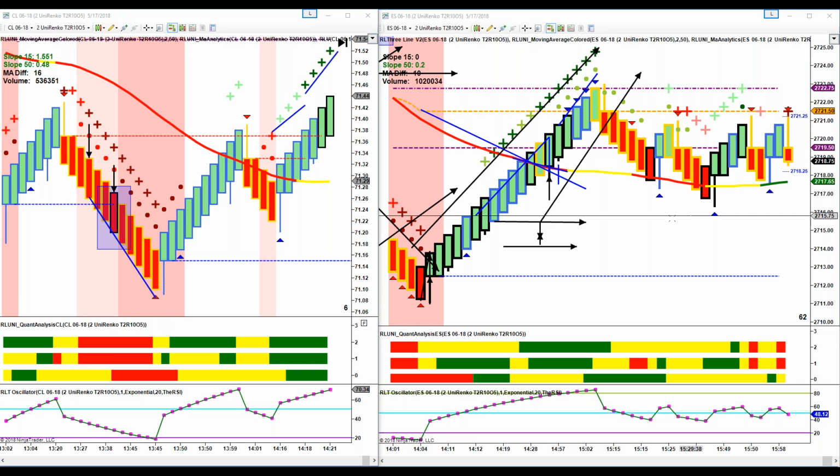Larry, the dots on the oscillator are just every candle forming a dot. When the dots cross the cyan line, which is the 50 line, you get a down triangle. That's the cross of the oscillator to the downside across the cyan line. When it crosses above, you get an up triangle.